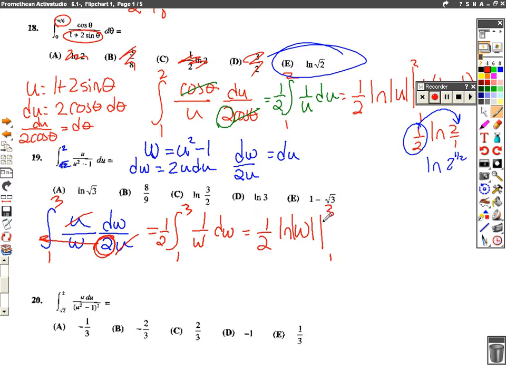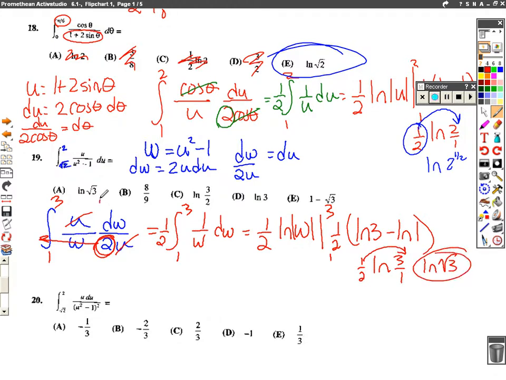Let's plug this in. Natural log of 3 minus natural log of 1, 1/2 this whole thing. Let's look at the same kind of problem from before. Natural log of 3 minus natural log of 1 is natural log of 3 over 1, which is just 3. And bring the 1/2 power up. So that becomes the natural log of the square root of 3. That is option A.